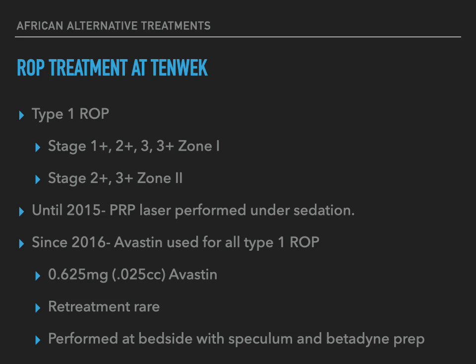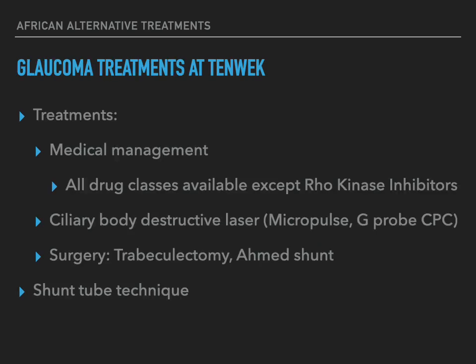Most hospitals do not have access to laser for treatment, but Avastin is readily available and affordable. So up until 2015, even here at Tenwek, we were using PRP laser treatment to treat all babies with type 1 ROP. But since 2016, we've been using almost exclusively bevacizumab.